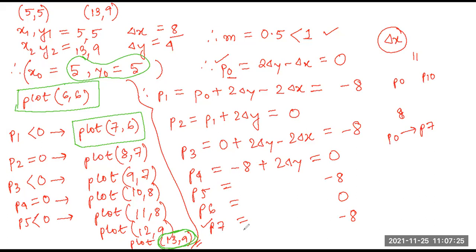Because you reached P7, depending on the condition of P7, your P7 was lesser than 0. Then the next plot you calculated is 13 and 9, and there, stop. After using the value of your decision parameter and calculating your next point, just stop over there.